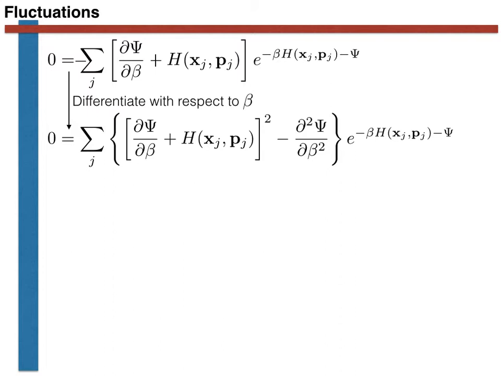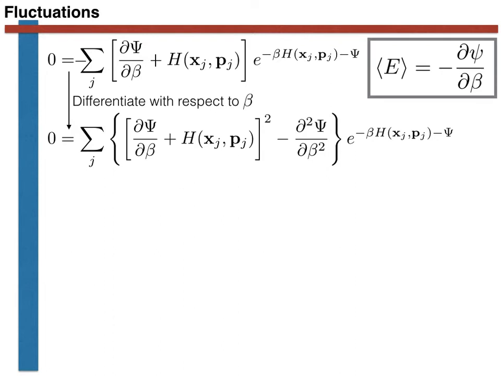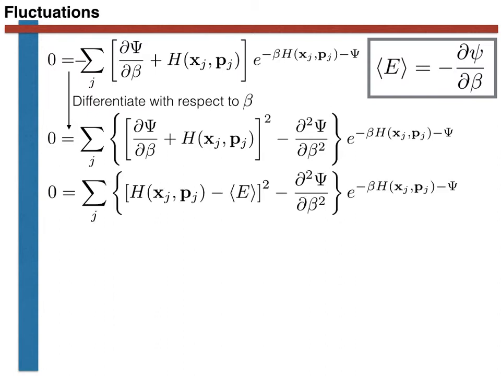We now note that in the last slide we found that the first derivative of psi with respect to beta was equal to minus the ensemble average for the energy. We can thus replace the first derivative in this expression with minus the ensemble average as shown here.